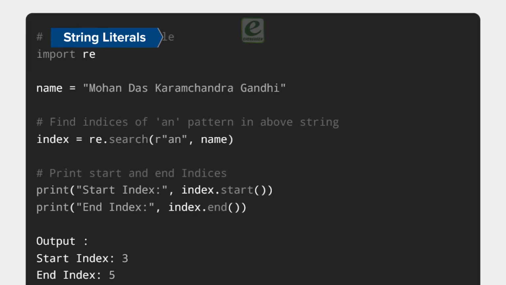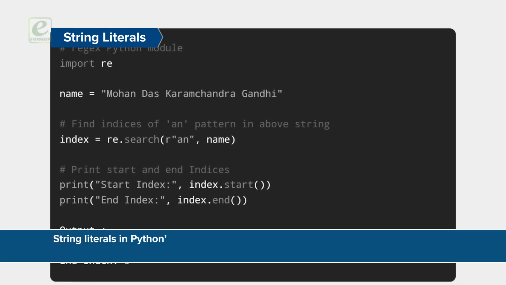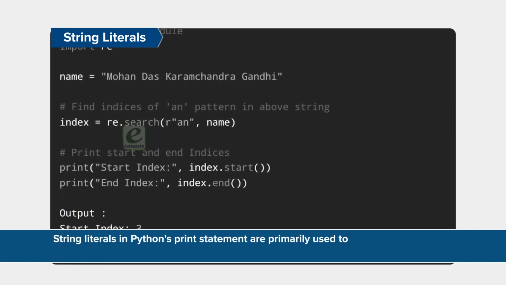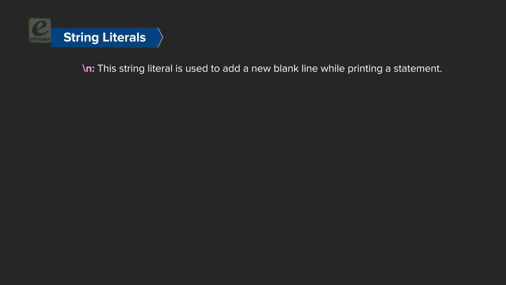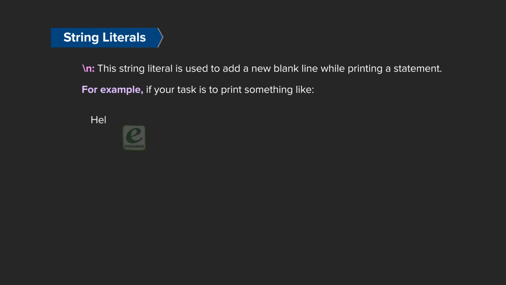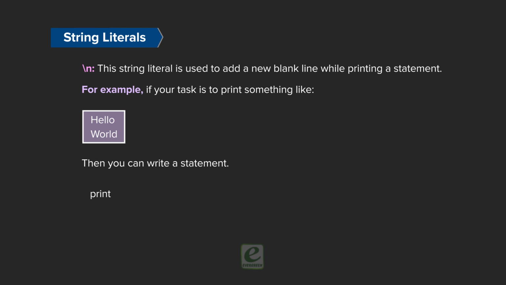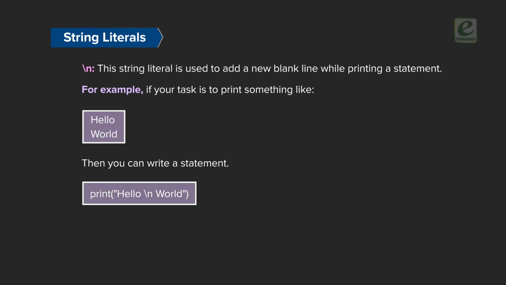String literals. String literals in Python's print statement are primarily used to format or design how a specific string appears. \n. This string literal is used to add a new line while printing a statement. For example, if your task is to print something like Hello World, then you can write a statement print in brackets, inverted commas, hello, \n, world, close inverted commas.